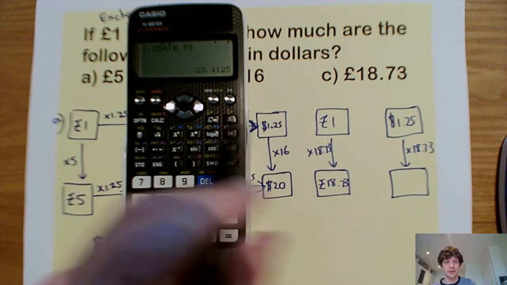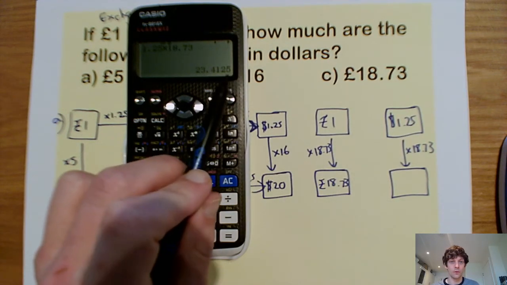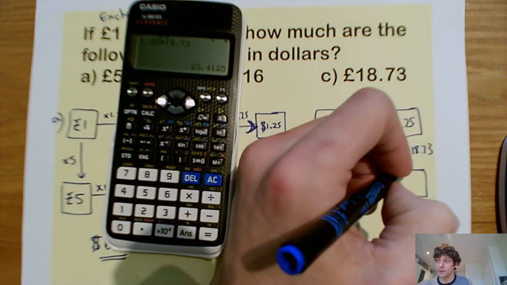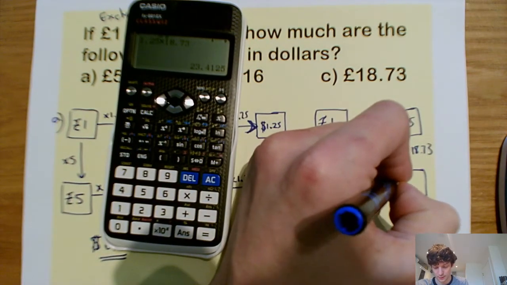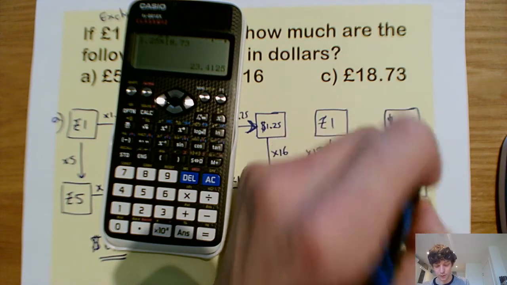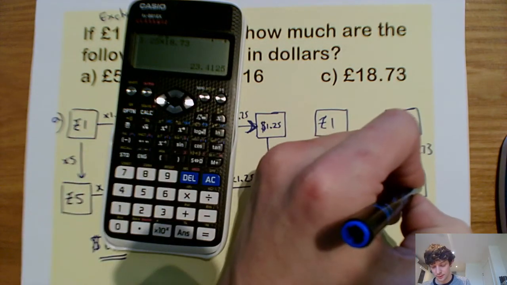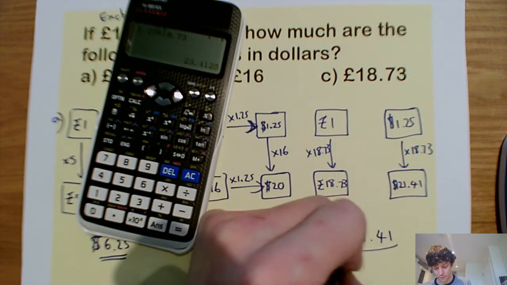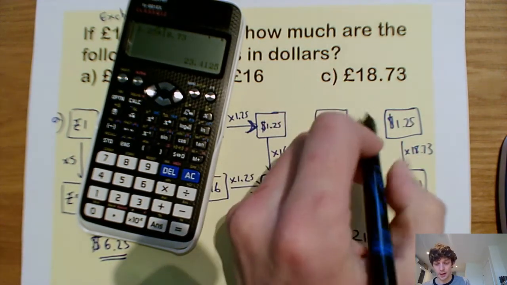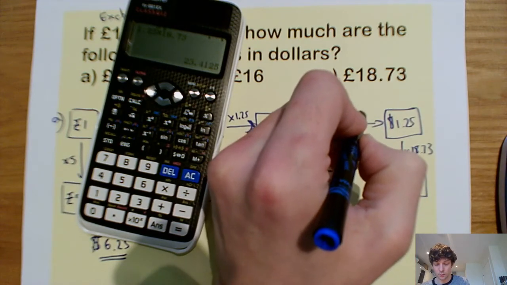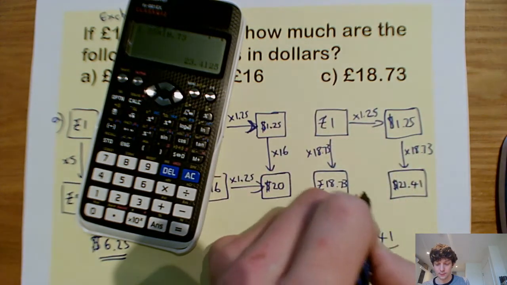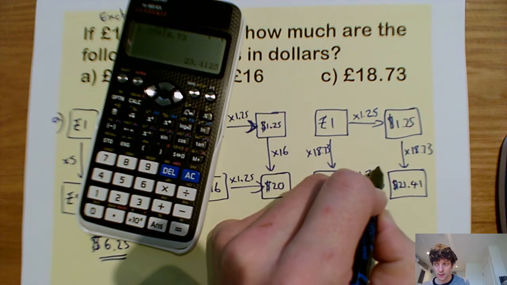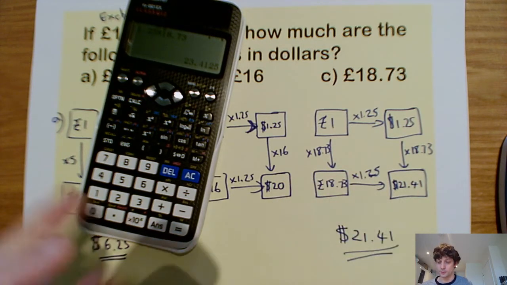And of course, because it's an amount of money, I don't want all these decimal places here. So this says 23.4125. Okay, I want instead 2 decimal places, so 21.41. So it would be $21.41. Okay, again, I could have done this moving across. So 1 times 1.25 is 1.25. So I could have done 18.73 times 1.25.